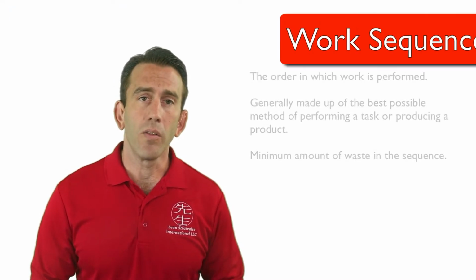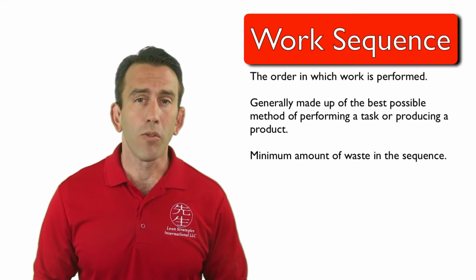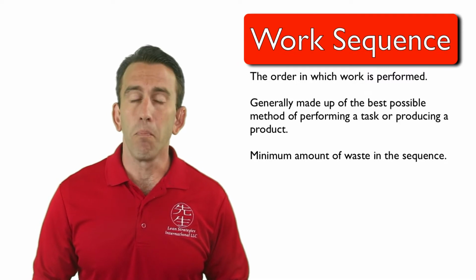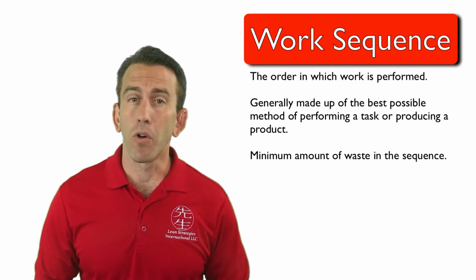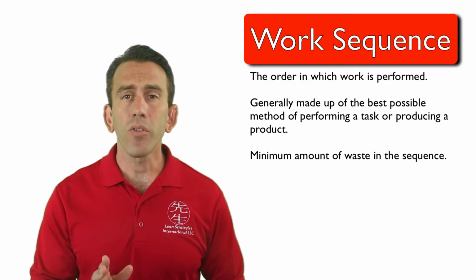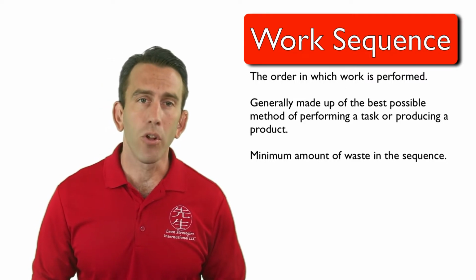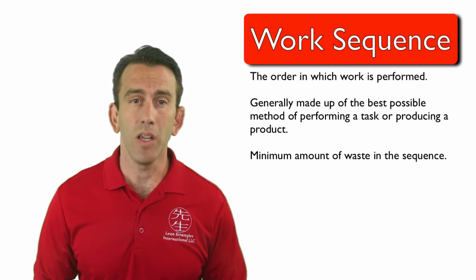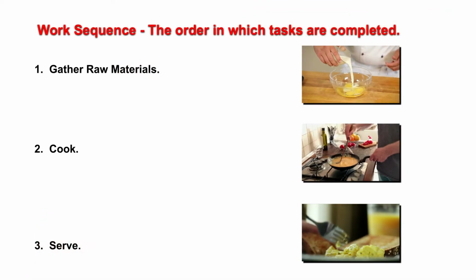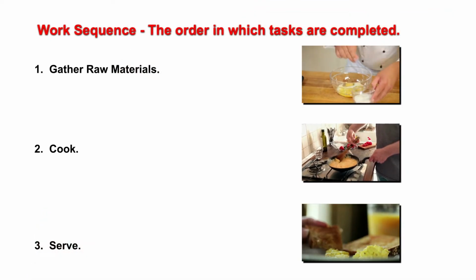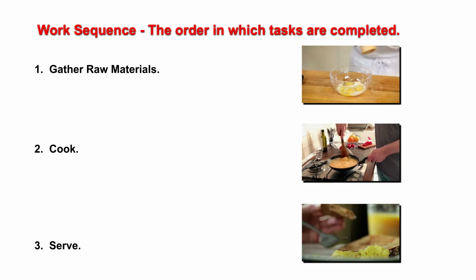Work sequence is the order in which work is performed. The work sequence is generally made up of the best possible method of performing a task or producing a product. Work sequences should be established with the absolute minimum amount of waste in the sequence. A simple way to remember what a work sequence is that it is the order in which tasks are completed.